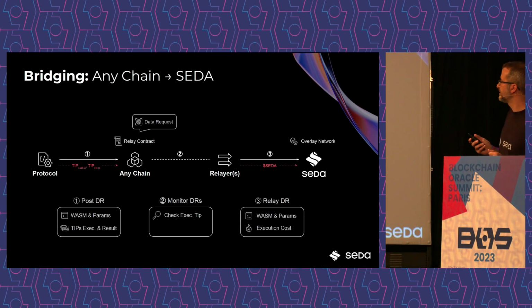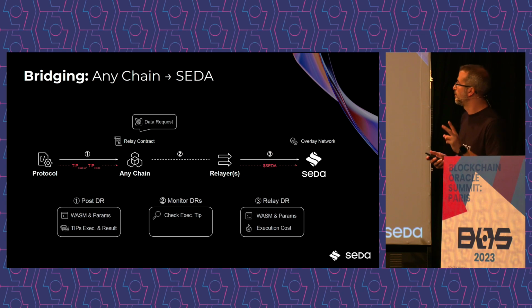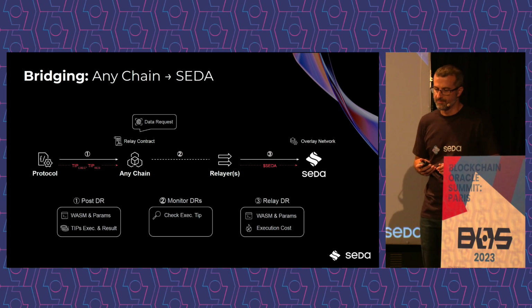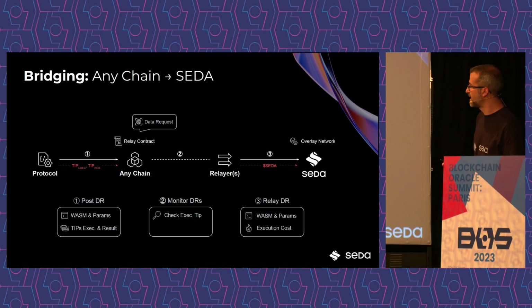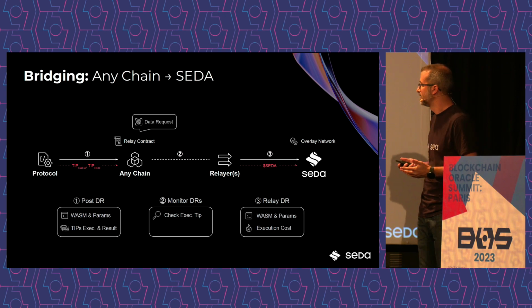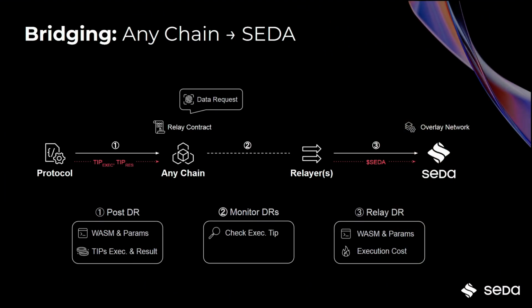So, bridging. I have two diagrams: one from any chain to SEDA, and another from SEDA to any chain. Starting off on the left side, we see a protocol contract, and this direction consists of three steps. The first step is that the protocol contract submits a data request to a relay contract, indicating which WASM binary should be executed and adding some parameters and arguments. They will also append some rewards for the forwarding service.